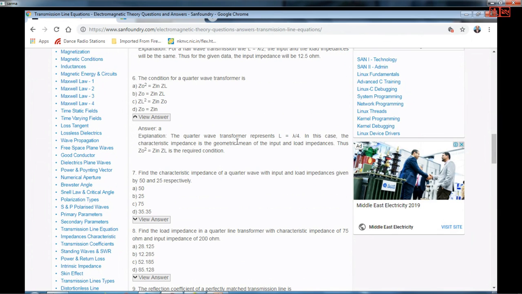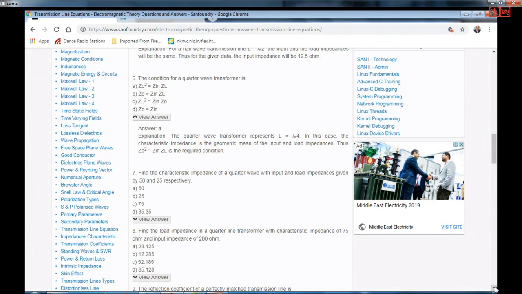The load impedance has to get transferred as a different value at the input by the presence of this quarter wave line. So the quarter wave line characteristic impedance must be the geometric mean of the input impedance and the load impedance. Next, 7th question.